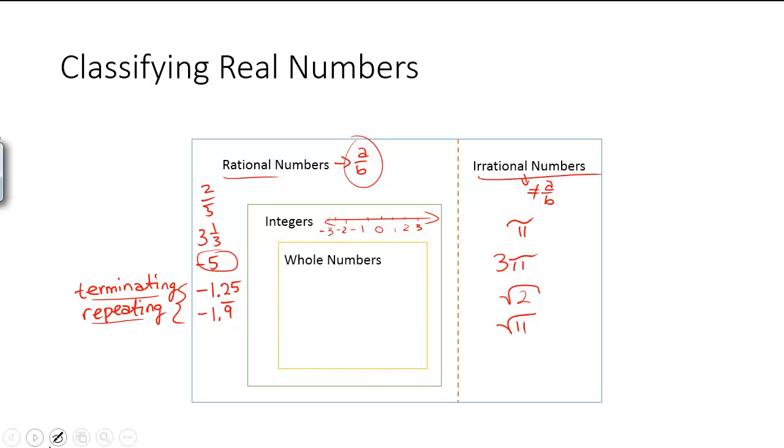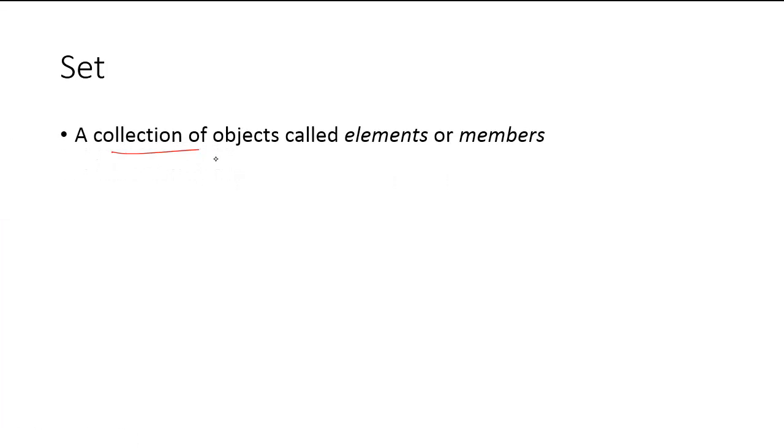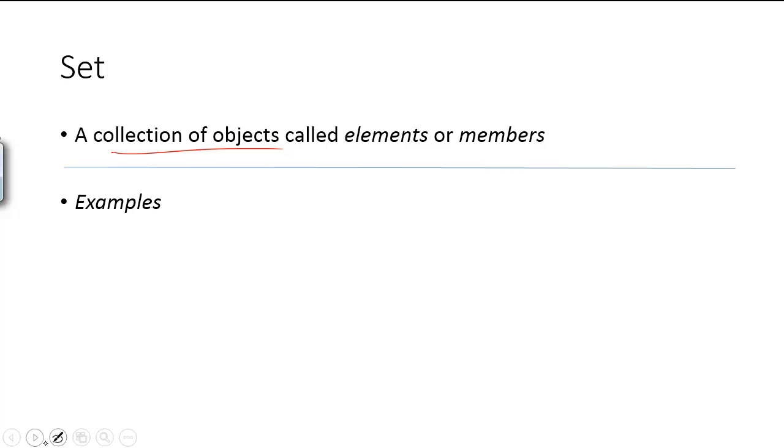Within those, we had whole numbers, which were everything from 0 onwards, and natural numbers, which was everything from 1 and onwards. You can look at these groups of numbers as sets. A set is a collection of objects, and those objects could be called elements or members of the set. Let's look at a few examples of sets. You could have a finite set of animals, like a dog, cat, and mouse.